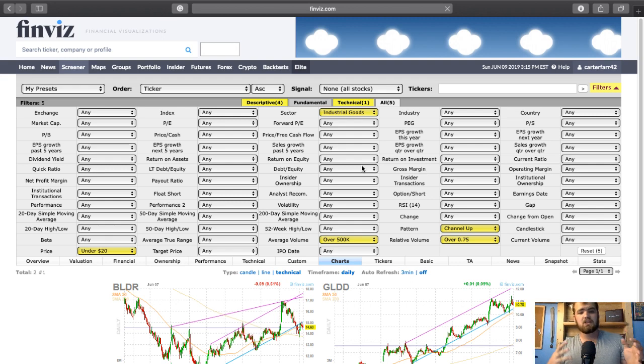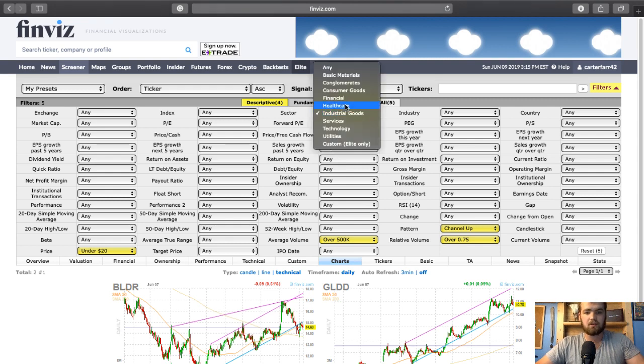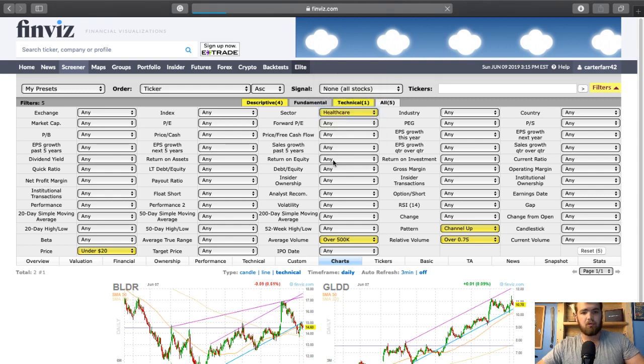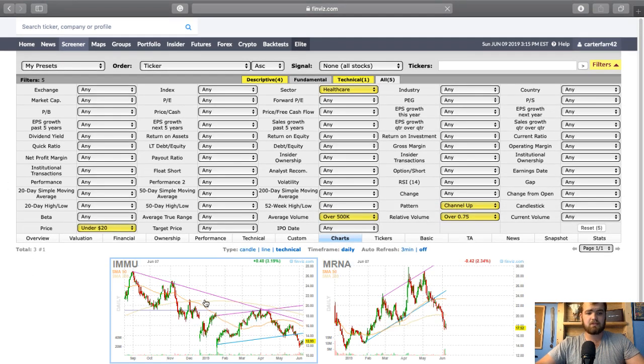So what I always do is I like to just play around with this. I have this general criteria that I use: price, average volume, channel up, relative volume. The only thing I really change is the sector. So if you want to look at healthcare, pull it up and see if there's any stocks.